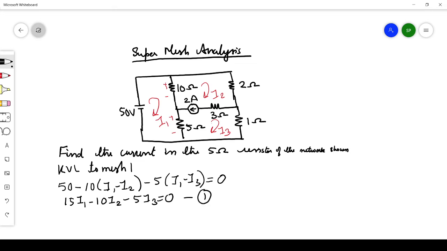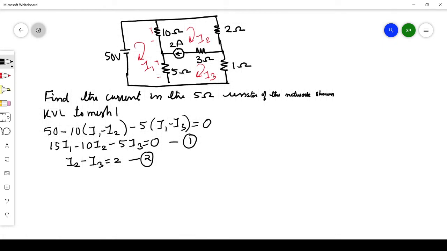Now just see mesh 2 and mesh 3, there is a common current source of 2 ampere. So mesh 2 and mesh 3 form a supermesh, and we have to write the current equation separately for this 2 ampere source. Consider this 2 ampere source. We have I2 and I3 flowing through this. So we can write the equation as I2 minus I3 is equal to 2. That is our equation number 2.